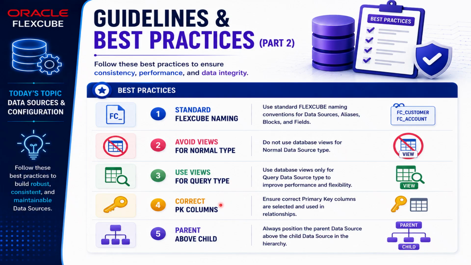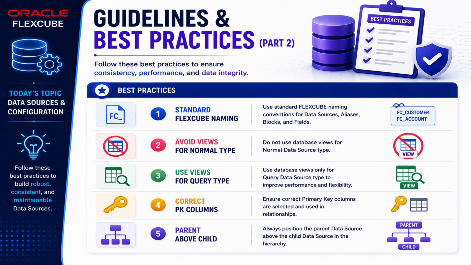Primary key columns and types should be selected according to the design logic. For a one-to-many relationship, the child data source should normally have enough primary key columns to uniquely identify each child record. Finally, the parent data source must appear above all its child data sources in the browser tree.